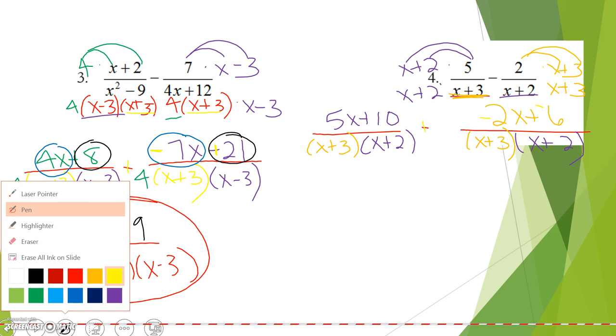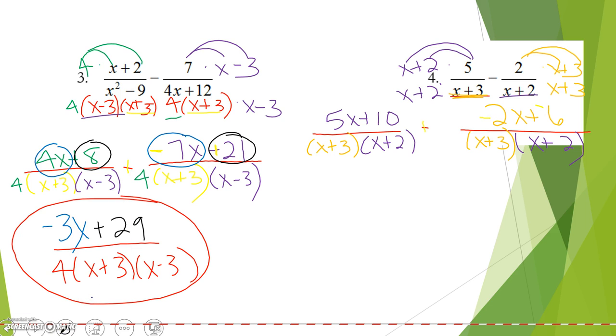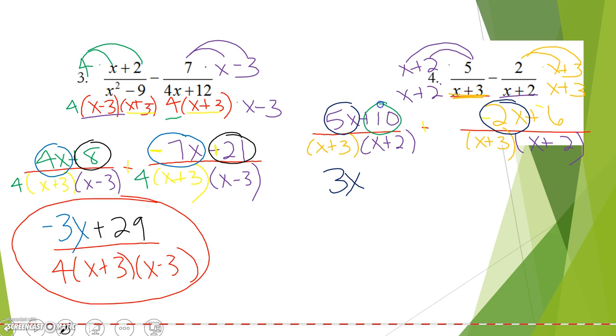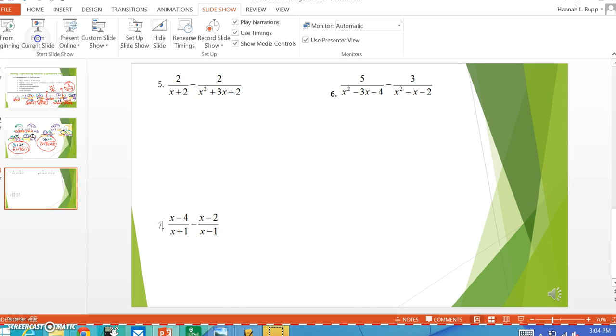And I'm going to combine like terms. So I can combine the 5x and the negative 2x and that gives me 3x. And I can combine the 10 and now negative 6 and get 4. And this is all over, again, my common denominator. The top doesn't have a GCF, so I can't.